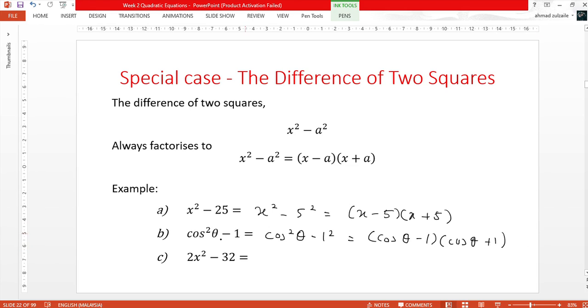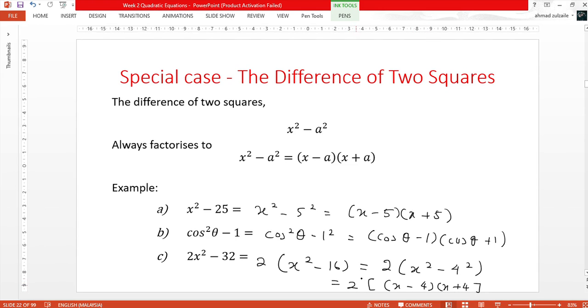Okay, how about when you have a coefficient of your x squared, which is not equal to your standard form here? What you can do is factorize the 2 outside, right? When you factorize the 2 outside, you know that this 16 is a perfect square of 4, so 2 times x squared minus 4 squared, right? So here you can change it to x minus 4 and x plus 4 with the multiplication of 2 in front.